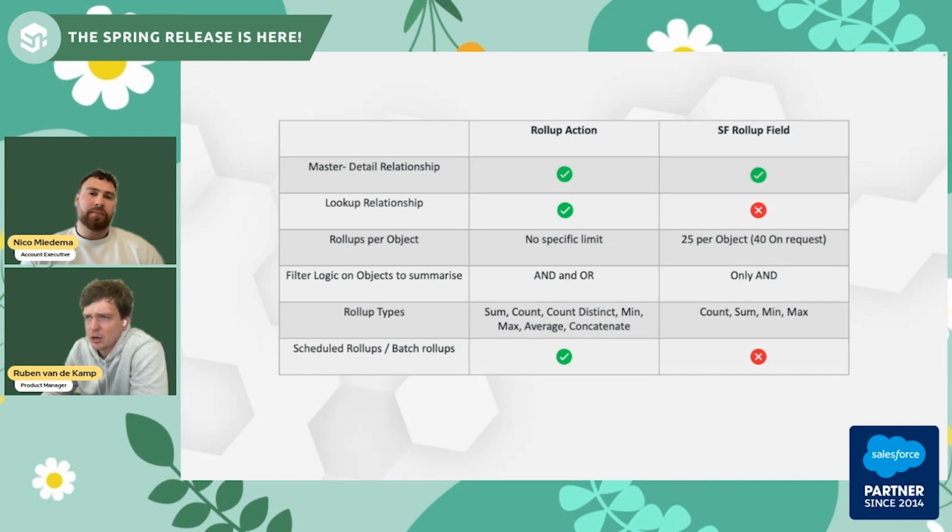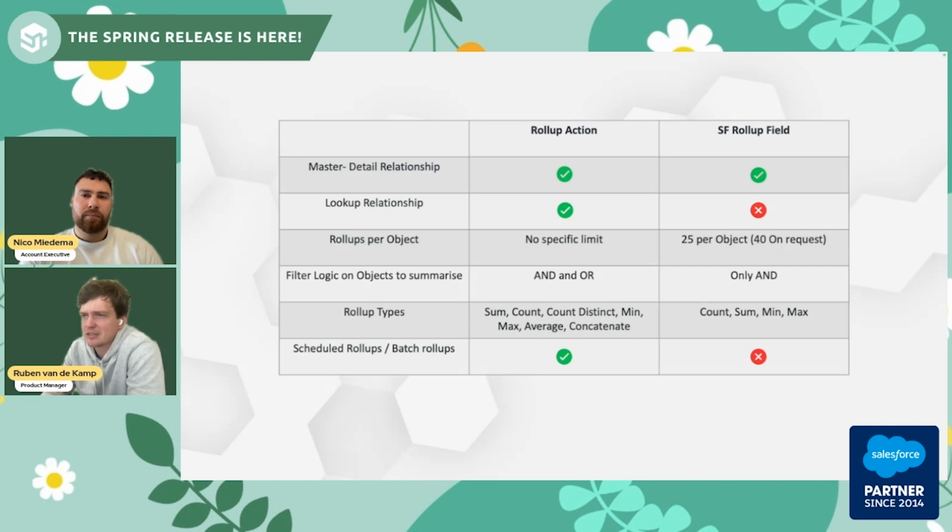Besides that, we've added a couple of rollup types. We are able to do a count distinct. We are able to do a concatenate, which opens up a nice use case here and there, contrary to the Salesforce rollup summary fields. But the best thing, I think, is that we are able to batch these rollups, and we can store data that we aggregate using the rollup actions in the database, so that we have actionable data, so we can do follow-up actions based on what we aggregate.